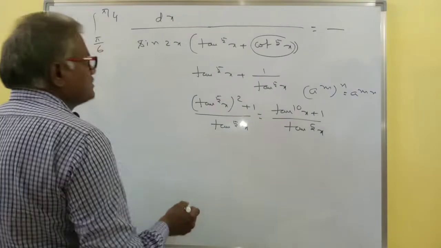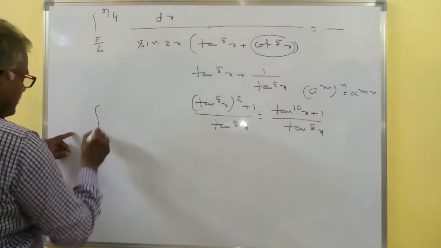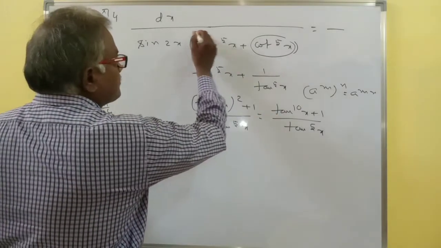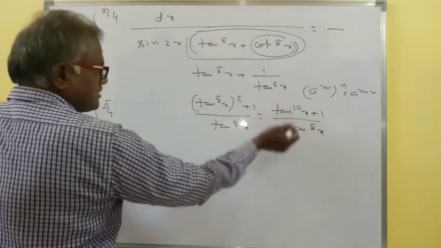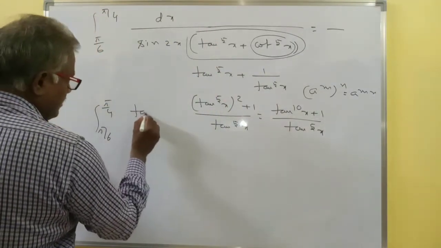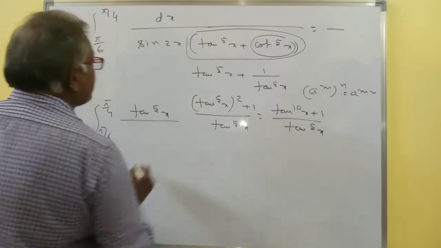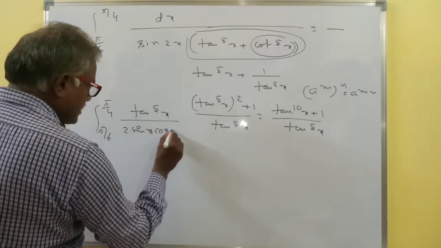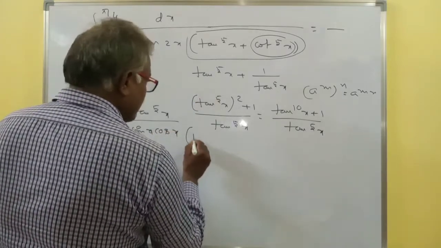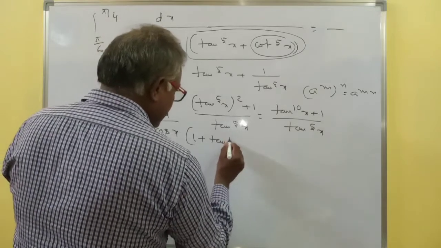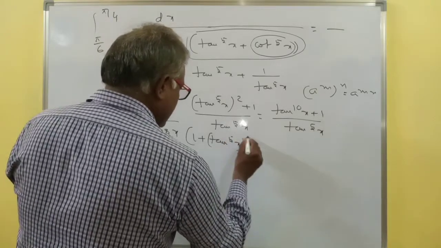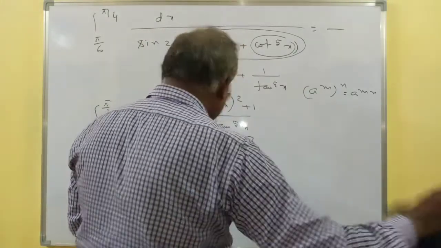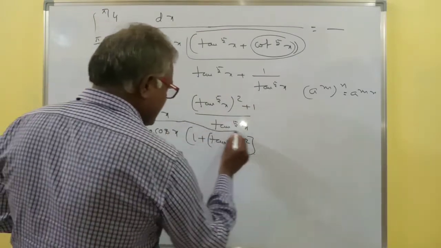Okay, so now what about this one? Integral from pi by 6 to pi by 4. This whole part's value is nothing but this one. Clearly tan^5 x by, here sin 2x means 2 sin x cos x, into 1 plus, simply write it like this, no need to simplify this, whole squared. Okay, so this is the dx.